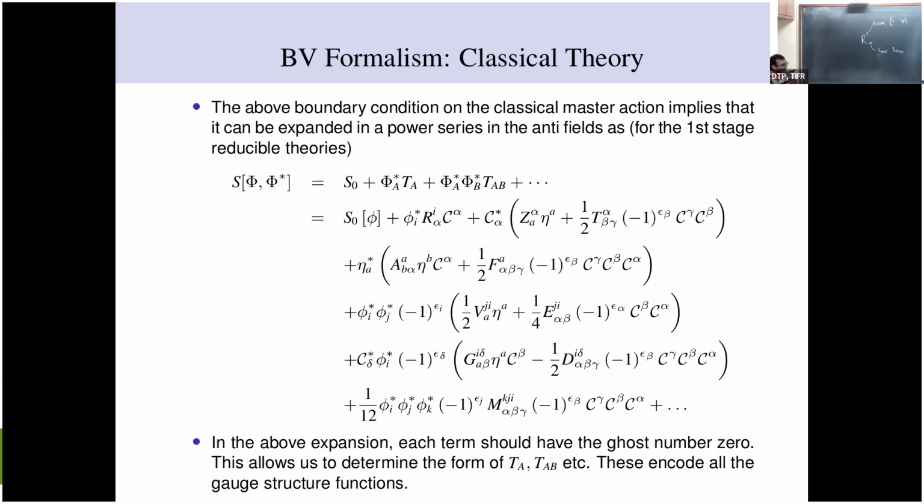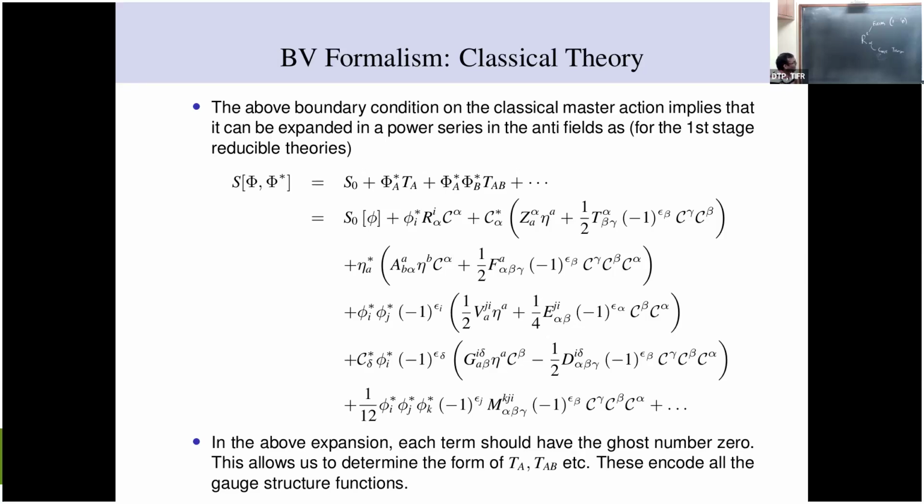When you set the antifields to 0, the resulting object can only be made of the bosonic fields, the small phi A. So, for example, phi I star C alpha will have Ghost number 0, and to soak up the indices, you introduce the quantity R I alpha, and so on. Similarly, you have C star alpha, then eta A, and to soak up these indices, you have the quantity Z alpha A, and so on.